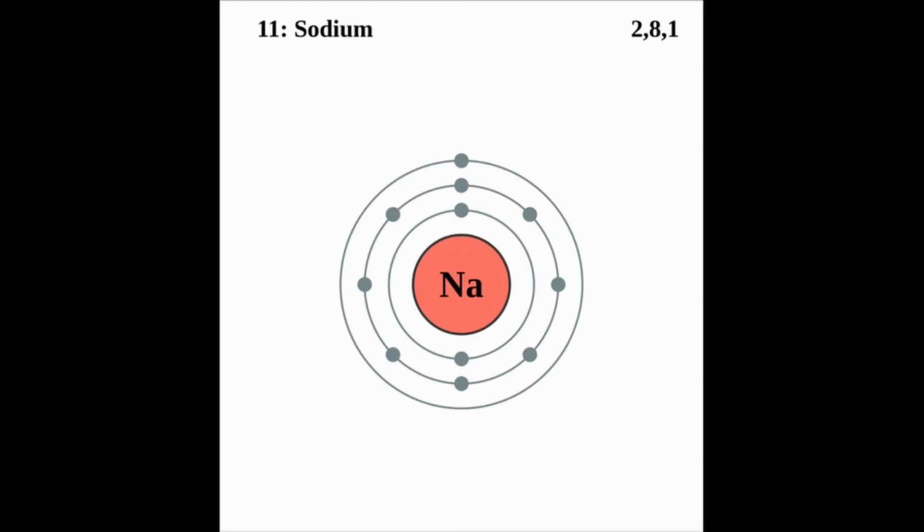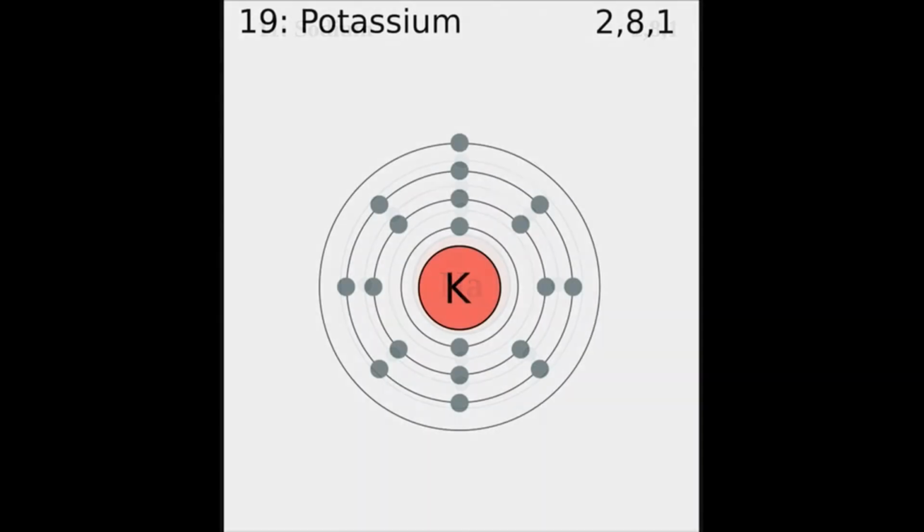Another example is potassium. Potassium is very similar. It's right below sodium in the periodic table. It also has 1 electron that it's going to donate. It's going to become a positive potassium ion, which they call a cation.